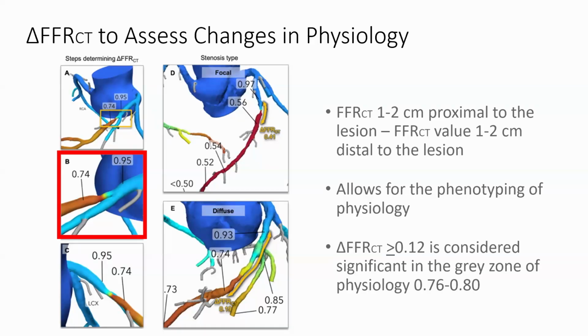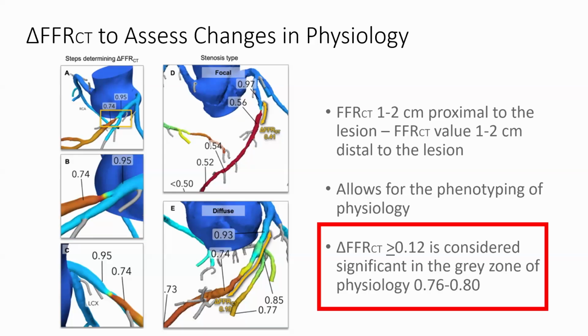In this case, you could see the delta is really quite high: 0.95 to 0.74. That means that for this focal lesion, while the lesion-specific physiology is gray zone or just modestly abnormal, the translesional pressure loss is profound. In an analysis of the ADVANCE registry, we found that a delta FFR of 0.12 was significant in enriching referral to the cath lab in the gray zone.